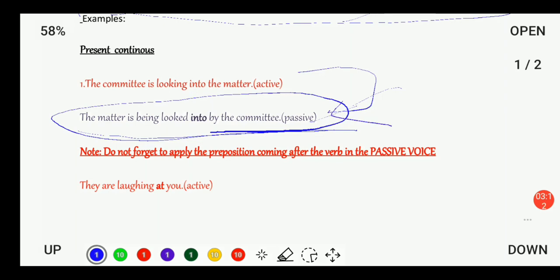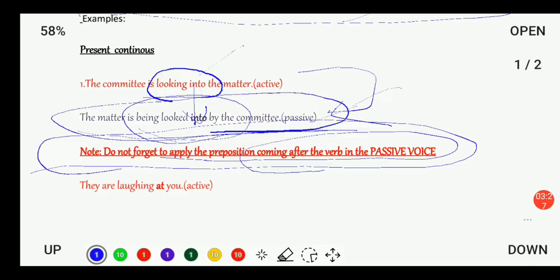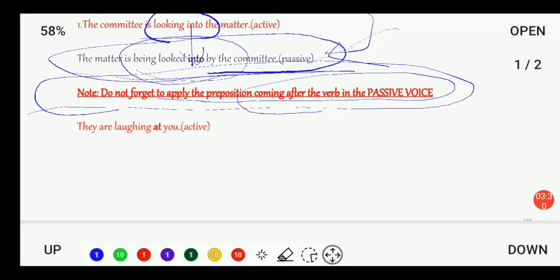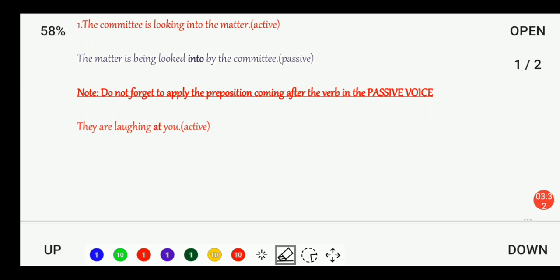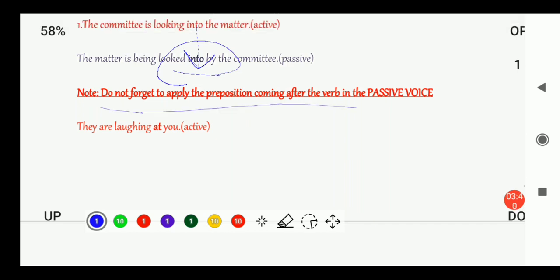So this is how the active form is converted into the passive form. Similarly, we should always keep in mind that we should not forget to apply the preposition coming after the verb. Suppose the preposition coming after the verb in this sentence is into; that should be applied in the passive voice also. This is the basic rule and should always be kept in mind. Otherwise, if you do not apply the preposition coming after the verb in the passive voice, then the sentence will become wrong. So the preposition should always be applied in the passive form also.